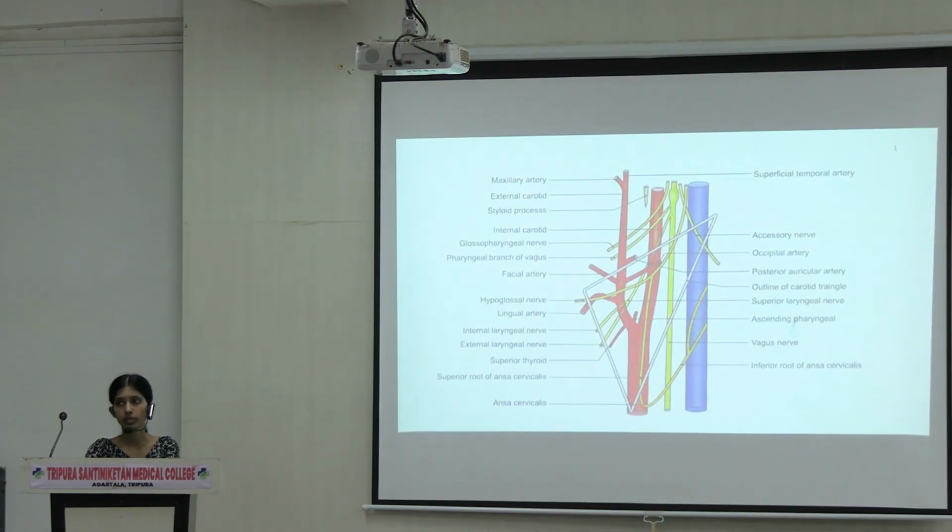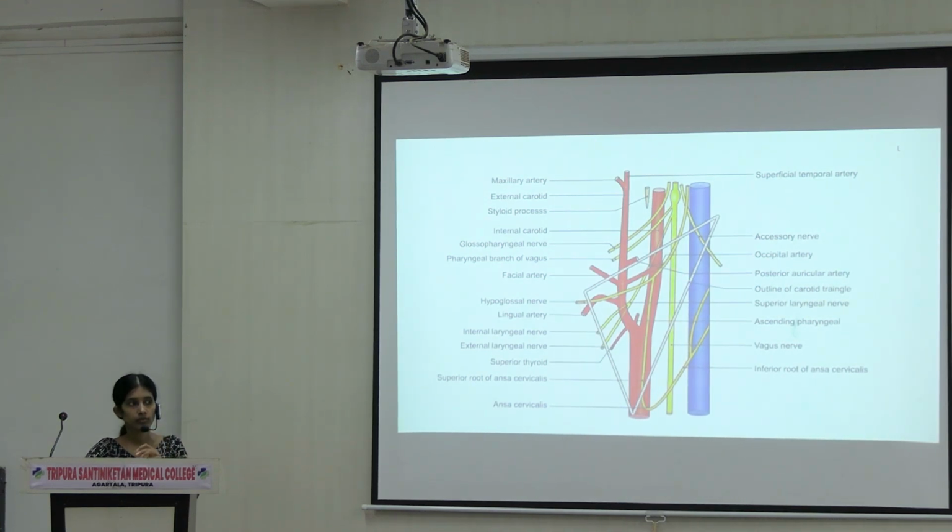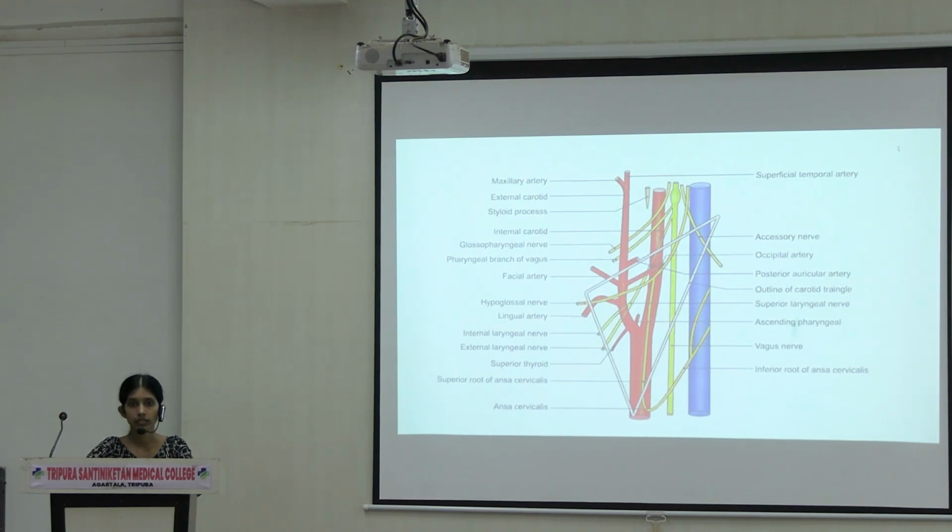Okay, fine. What about the nerves? Which nerves do we see in the carotid triangle? Vagus nerve and spinal accessory nerve, hypoglossal nerve, Ansa cervicalis, recurrent, carotid sinus and carotid body. Okay, fine. How is the carotid sheath formed?